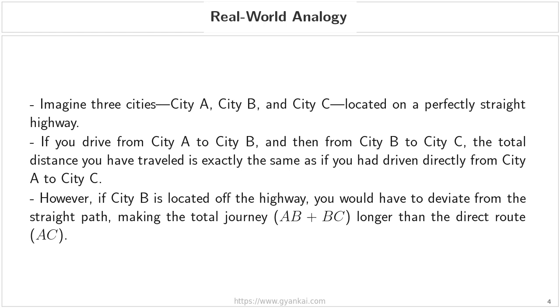However, consider what happens if City B is not on that straight highway, but is instead located somewhere off to the side. In this case, you would have to deviate from your straight path to reach City B, which would inevitably make your total journey, that is, the distance from A to B plus the distance from B to C, longer than the direct route from A to C. This deviation is exactly what happens when points are noncollinear. And as we will see in the next slide, this is the fundamental logic we use to determine if points form a triangle or a straight line.